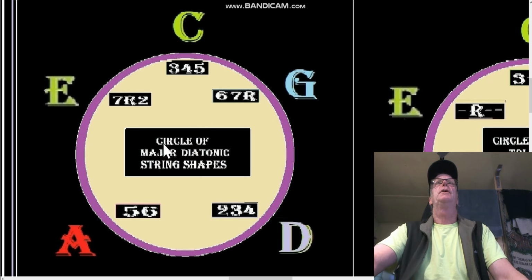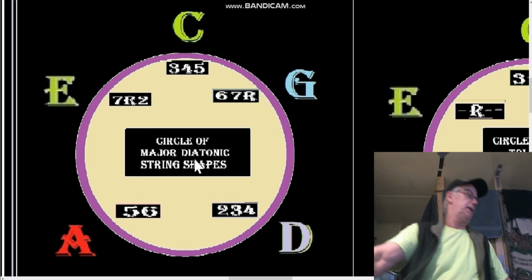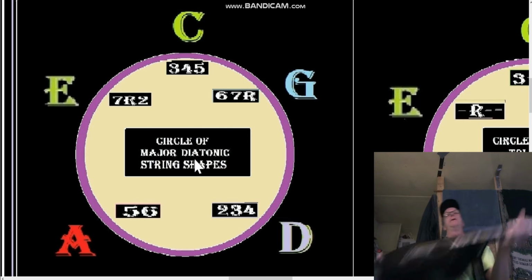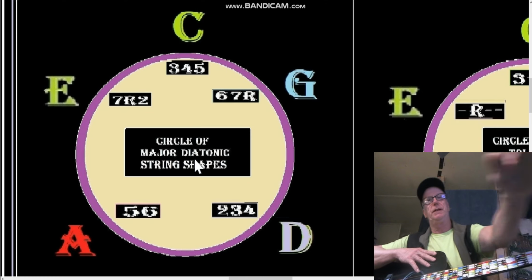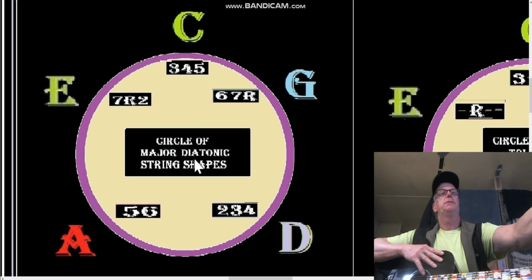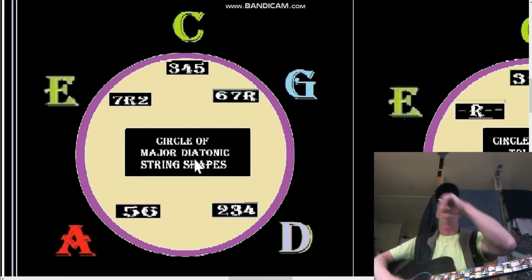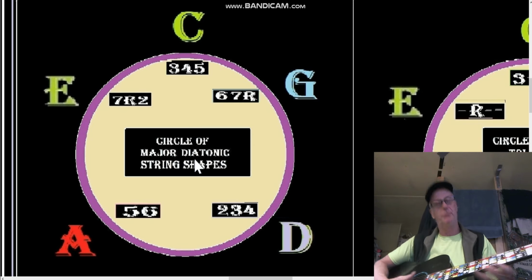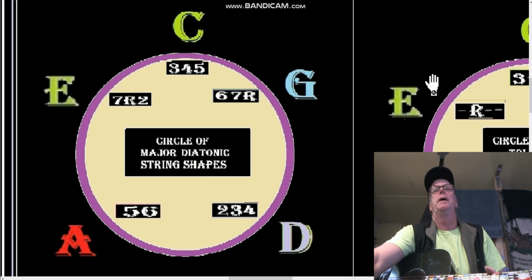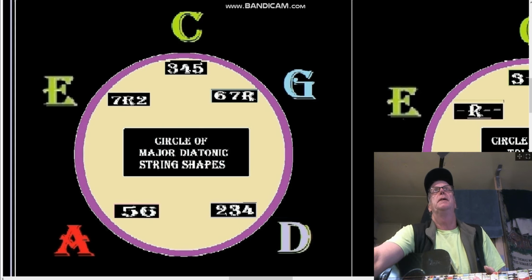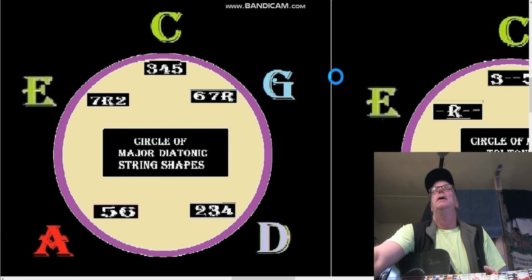And that is the circle of major diatonic string shapes. The reason they're in fifths like that is you could see they just played a diatonic scale. I went a little somewhere, I don't know where I ended up, on a D there. Maybe went around to the D.